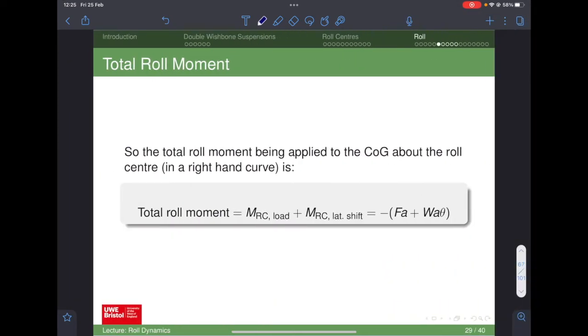So the total roll moment is those two moments added together. Like I said, there's the moment due to the load and the moment due to lateral shift. You add them together, you get the total moment being applied about the roll centre. It's applied to the centre of gravity. So we've got minus Fa and we've got minus WA times theta. So that second term will depend upon the roll angle. The bigger the roll angle, the more that second term will apply.